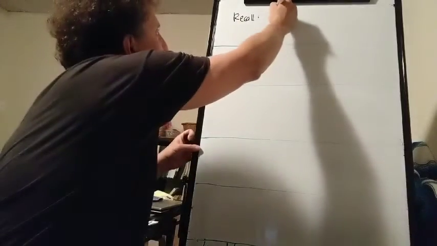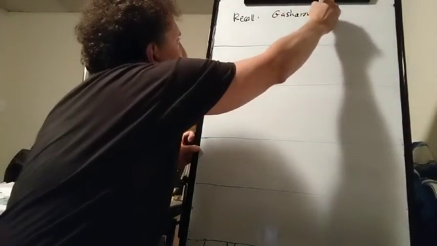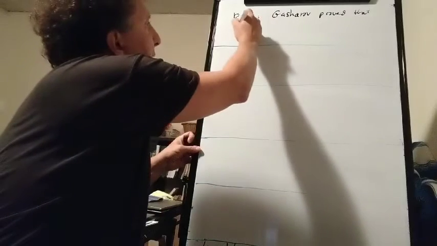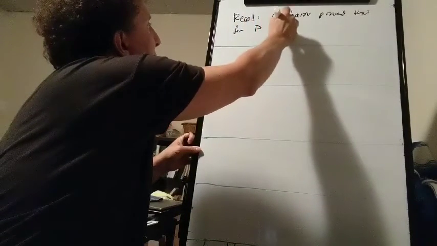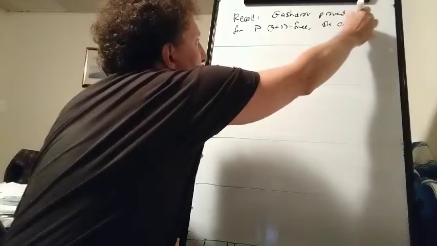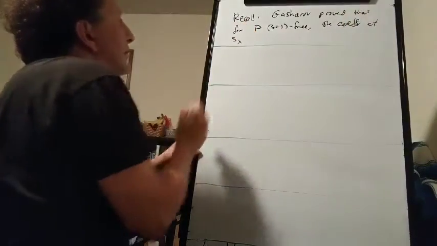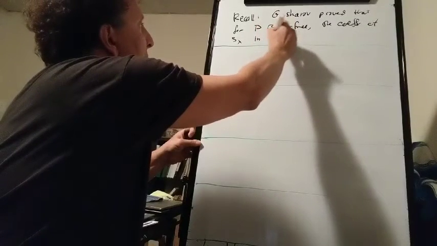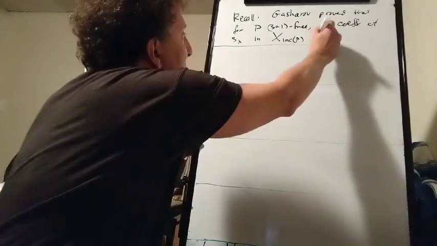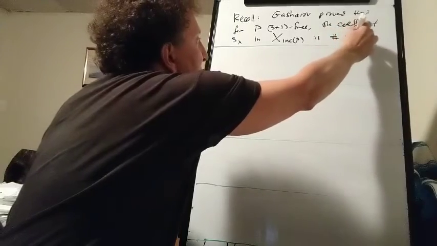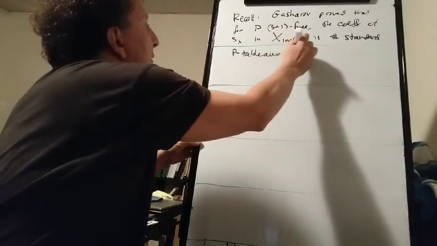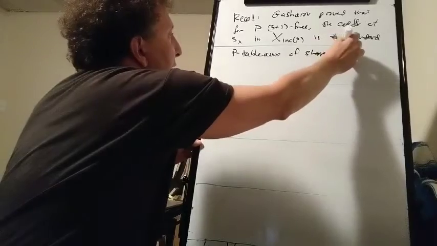So recall that Gasharov proved that for P a (3+1)-free poset, the coefficient of the Schur function s_lambda in the chromatic symmetric function for the incomparability graph of P is the number of standard P-tableaux of shape lambda transpose.